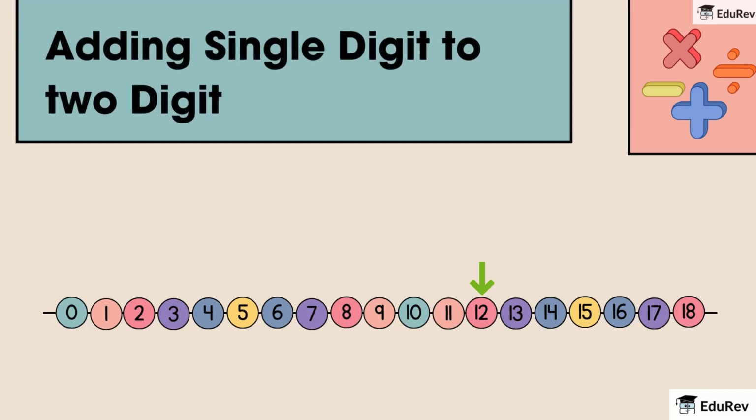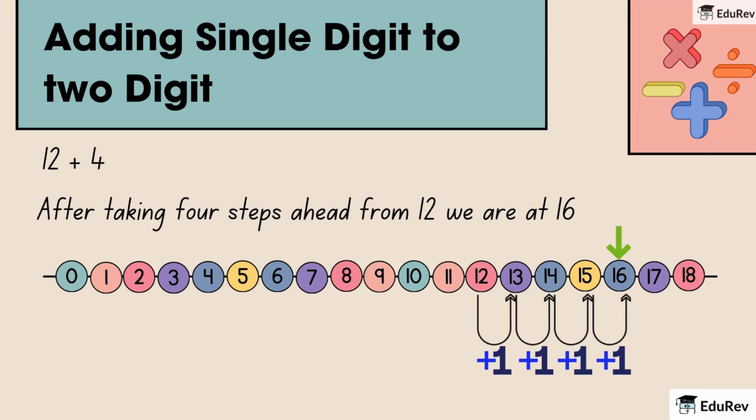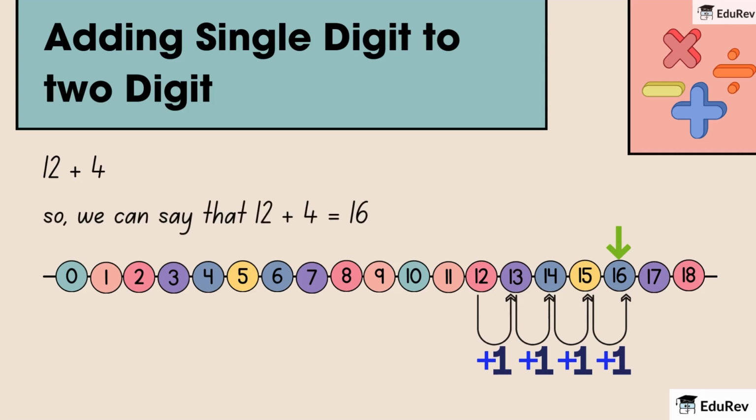Now, let's explore adding a single digit to a 2-digit number. If we start with 12 and want to add 4, we can point to 12 on our number line. From 12, we take 4 steps ahead, which brings us to 16. So, we can say that 12 plus 4 equals 16.